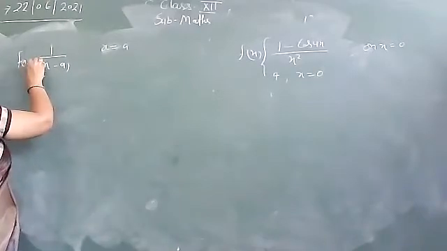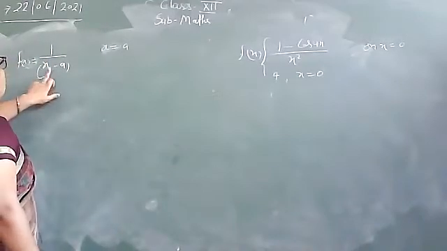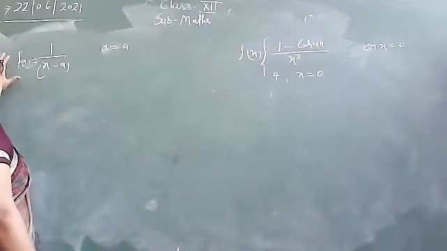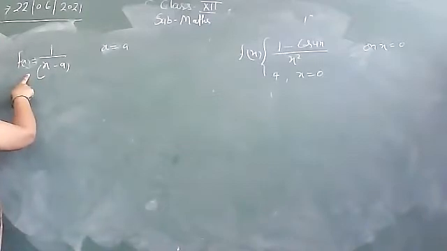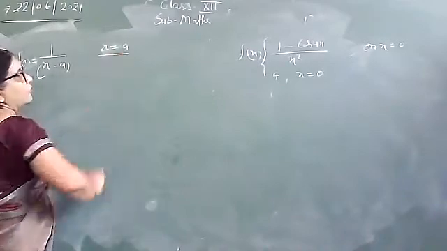Hello guys, now I explain another question. Also continue. This question is given. This is a function f(x) equal to 1 upon x minus a. We find whether the function is continuous or discontinuous at x equal to a.